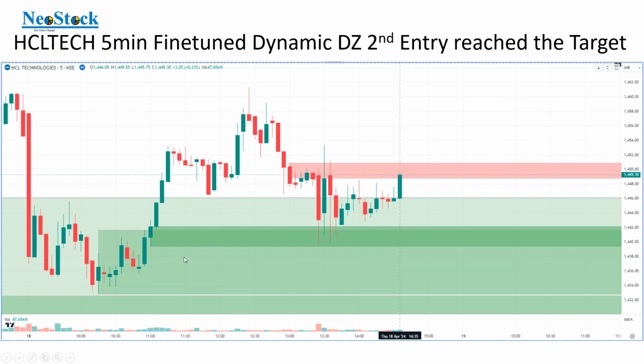There is no rule that every time you have to look for a new 15-minute zone. No such kind of rule. Inside an existing 15-minute zone, a new 5-minute zone can be created. In that new 5-minute zone, again if prices enter, you can take another trade. So this is how you should understand the fine-tuned zones. Hope next time you won't forget this concept.